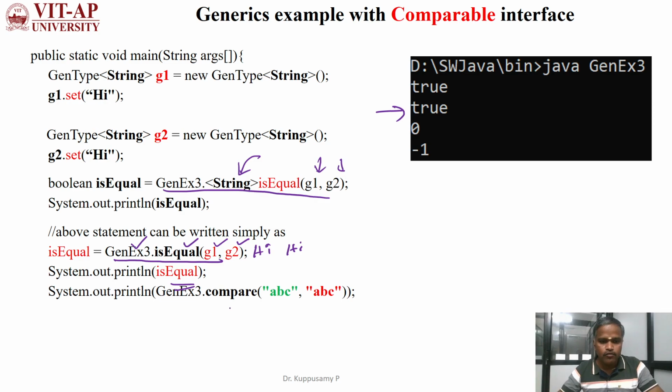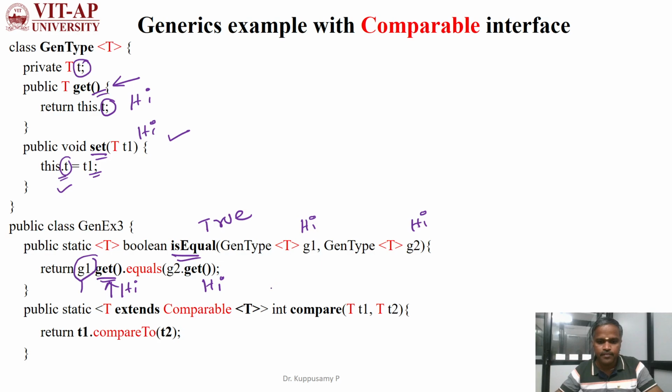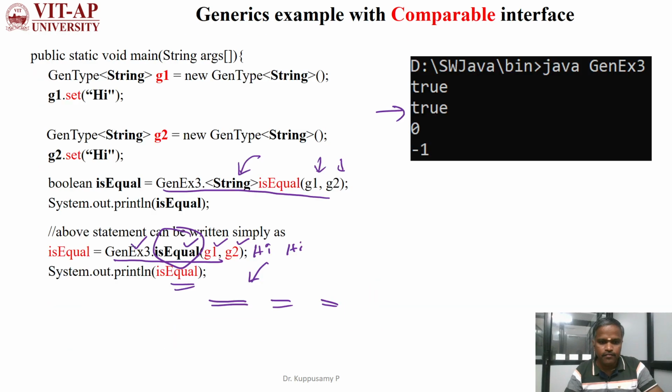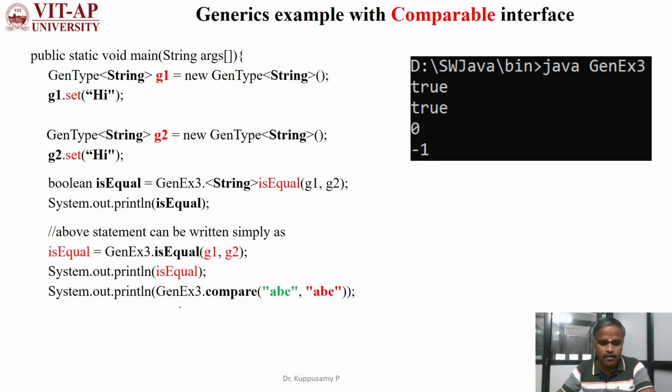Okay, now I am using the compare method. Previously I used the isEqual method. Now I am checking the compare method, which is carrying two strings, ABC and ABC. So here the compare method is receiving t1 as ABC, and t2 also ABC. It will accept any data type because of the type variable, right? So we are checking ABC compared to ABC. If both are equal, it will give the value 0. Here we are passing ABC and ABC, so both are equal, so we are getting the output 0 from System.out.println.